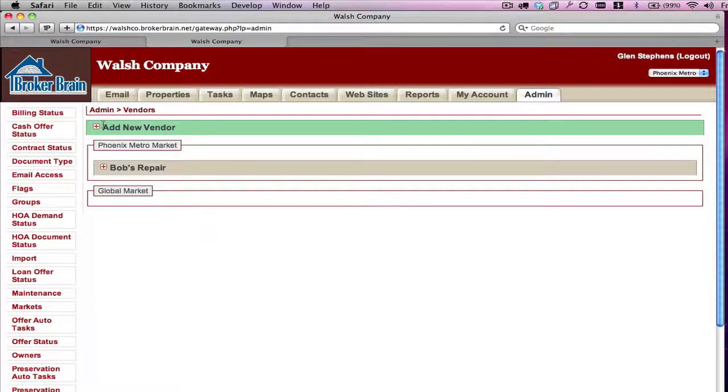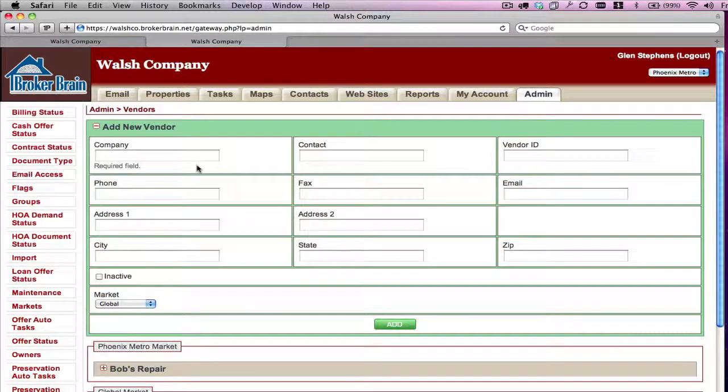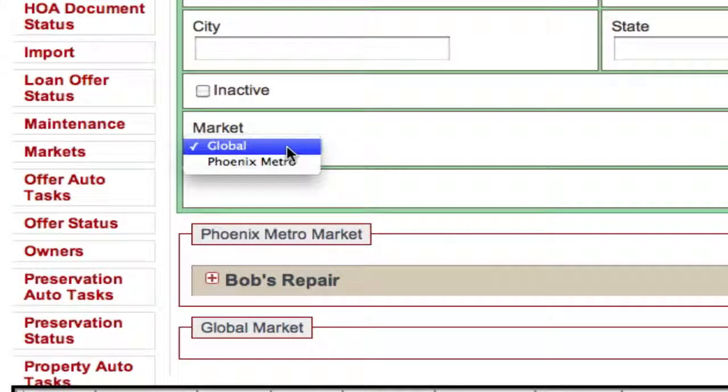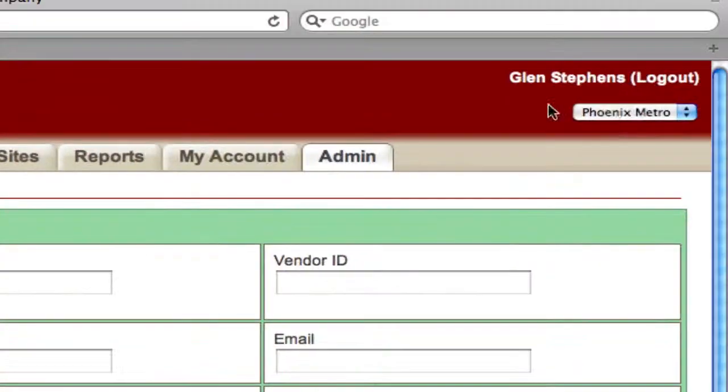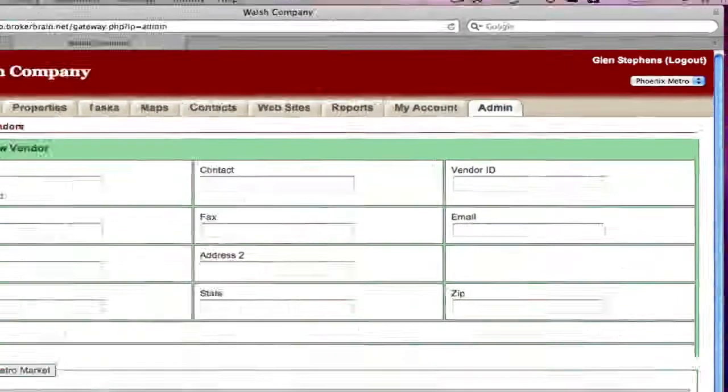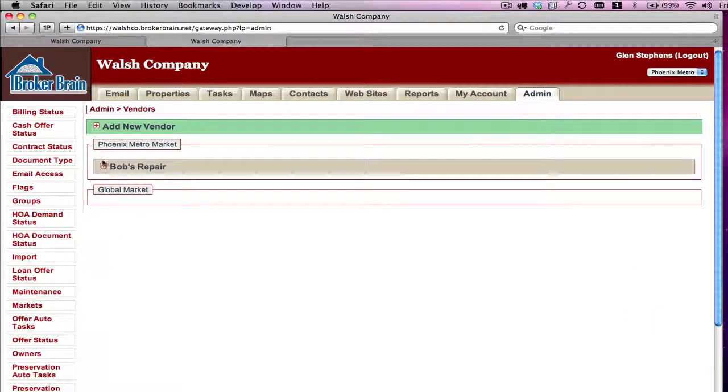So when I go to add a new vendor, basic information here, and you'll see at the bottom I can select what market I would like this vendor to be assigned to, the global market or the Phoenix Metro market. And again, I can make that designation here because I'm a super user. If I was not a super user, then I would only be able to add a new vendor to the market that I have selected in the upper right hand corner, and in this case it would be the Phoenix Metro market, and by default that's where that vendor would fall. So that's kind of how that works with the vendors.